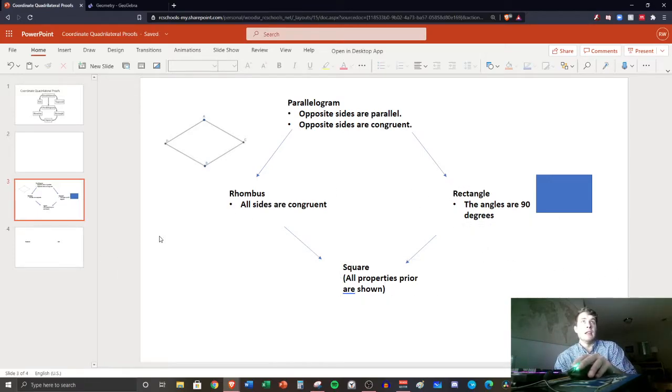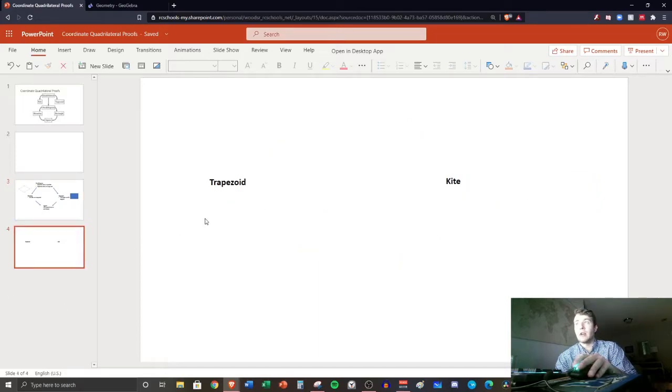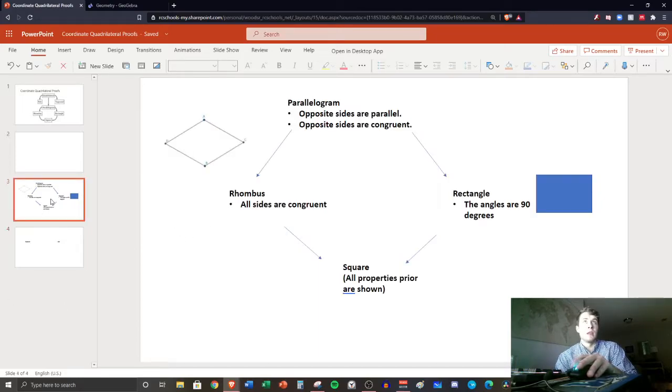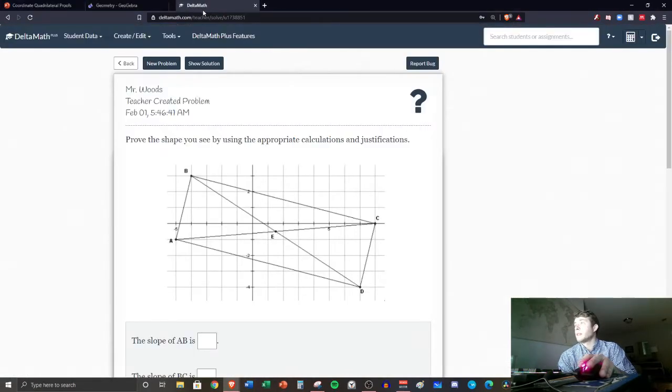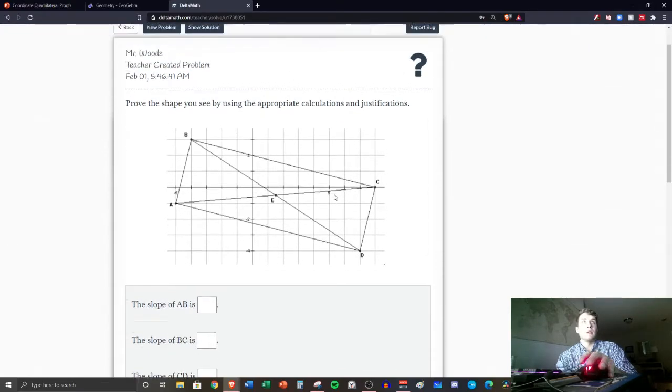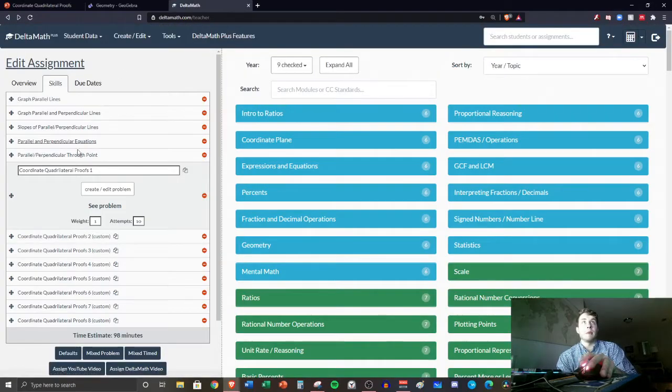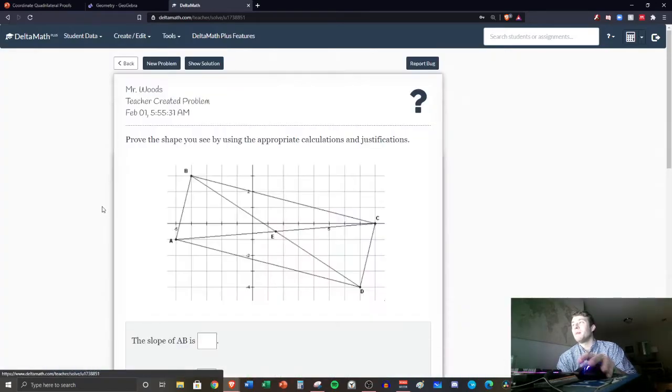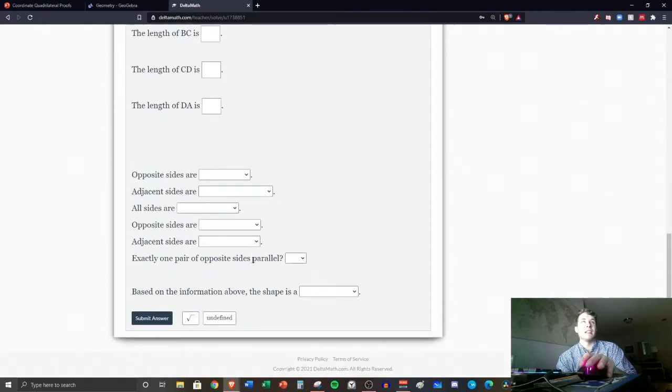All right? Now we're going to come back and do a trapezoid and a kite later. But let's go ahead and look at some examples of what we're going to be doing with this. So I'm going to pull Delta Math over. And what I'd like you to do, this is the first problem, so let me go back here. This is Coordinate Quadrilateral Proofs 1. You have 8 problems that you'll be doing here. And you get 10 attempts on these because here's the problem with this question. This is one that I made.